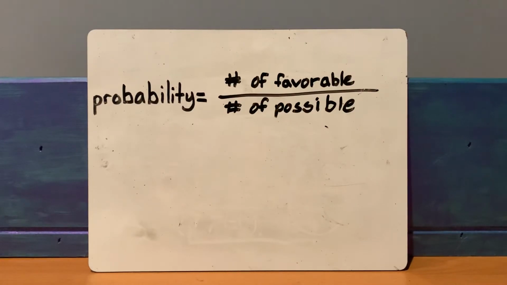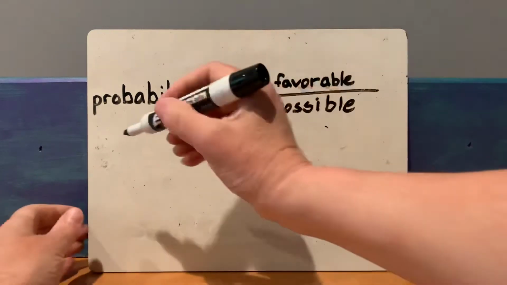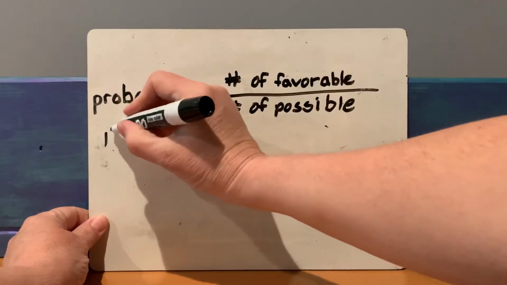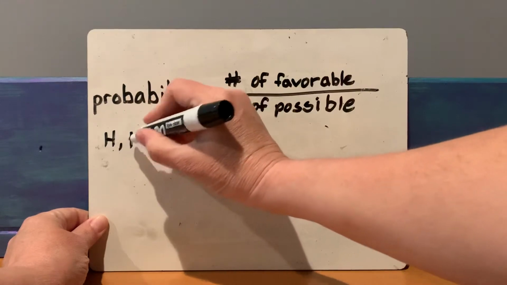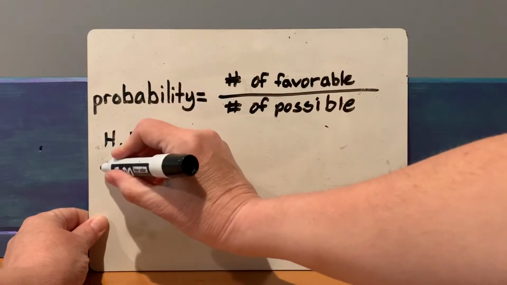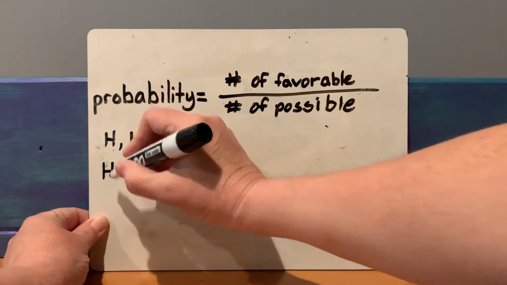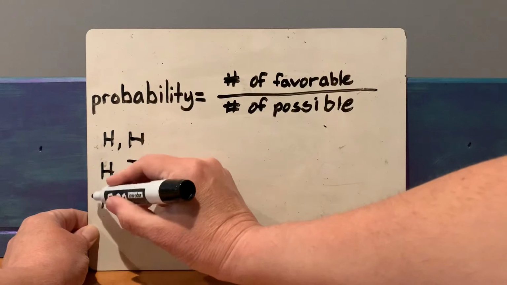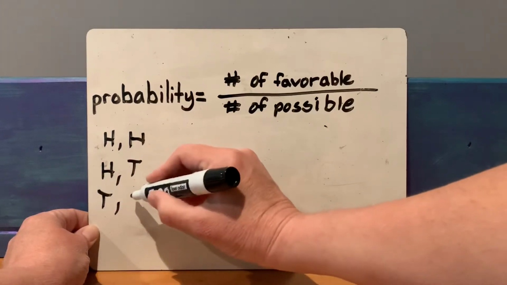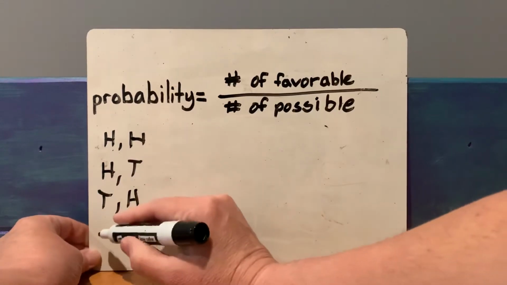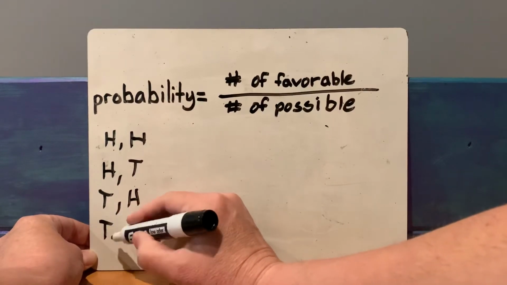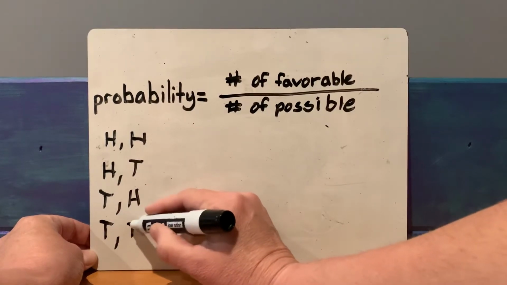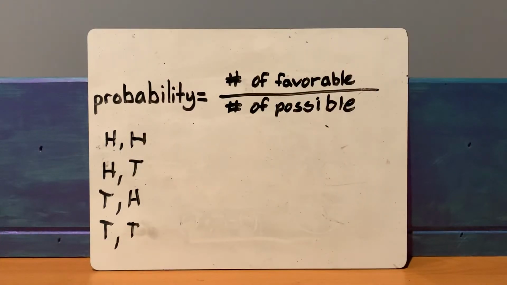Now, let's list the possible outcomes. There's a possible outcome that in the first toss, it will land on heads, and in the second toss, it will land on heads. In the first toss, it could land on heads, and in the second toss, it could land on tails. There's a possibility that it could land on tails in the first toss and heads in the second toss. And then there is the possibility it could land on tails in the first toss and tails in the second toss. Those are our possible outcomes.